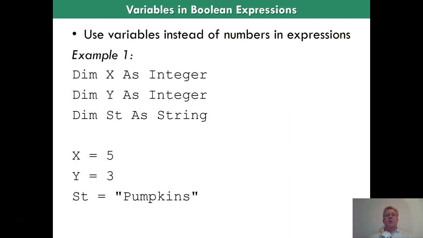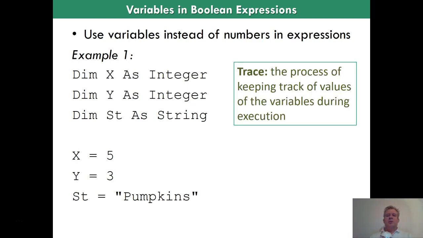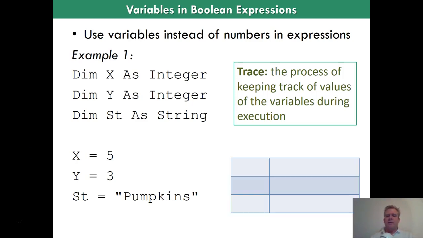In this example, we will declare 3 variables, and we will assign to those variables some values. In a trace, we keep track of the values of the variables as the program runs. This helps us identify problems. Let's get started with the trace. First, we create a table, and the left-hand column of the table will contain the variable name. The right-hand column will contain the value, and it will also track the value as it changes. So let's take a look.